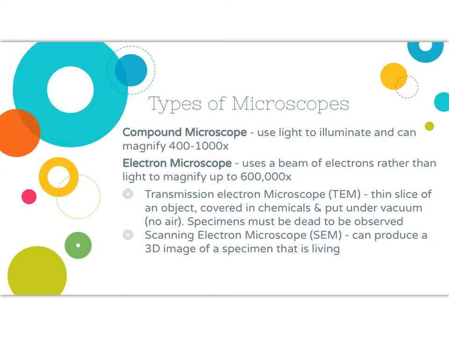Living things. So if you've ever seen the picture of the dust mite or other kinds of moving small objects like cells, they've used a scanning electron microscope. This can produce a 3D image of a specimen that is living. So we did not have to slice it up. We did not need to coat it in chemicals. We can look at it as is.